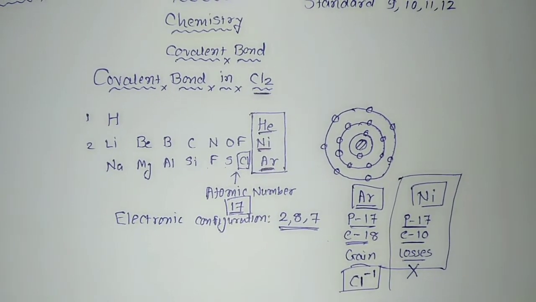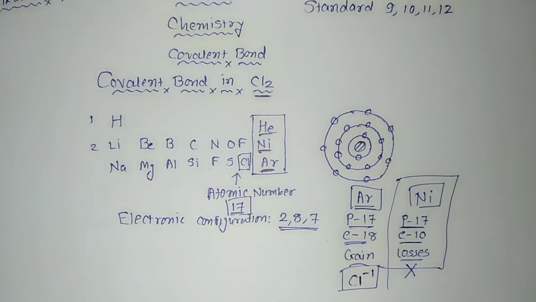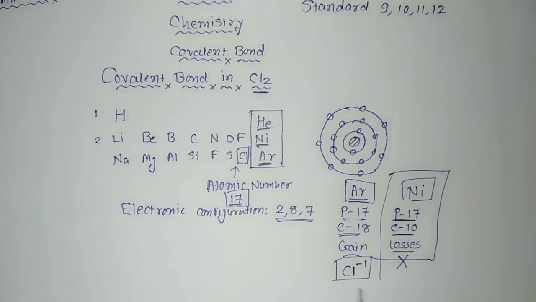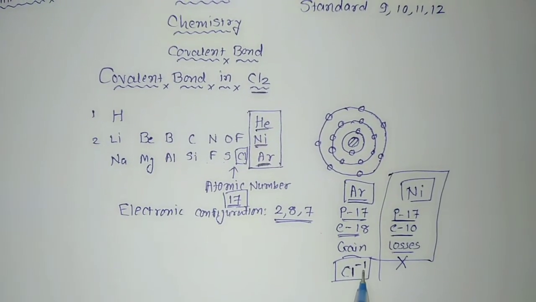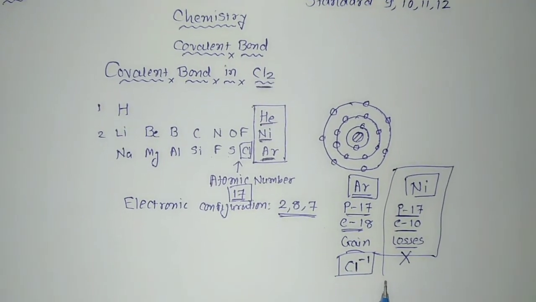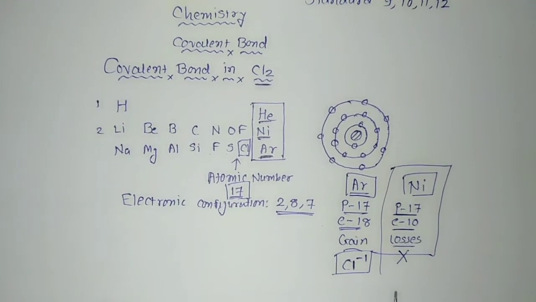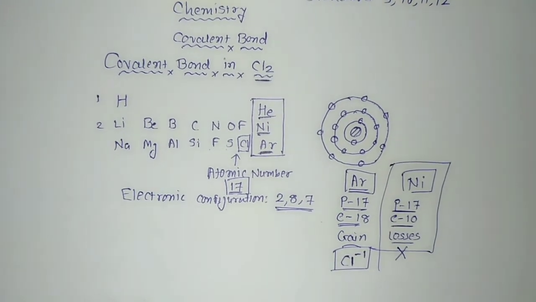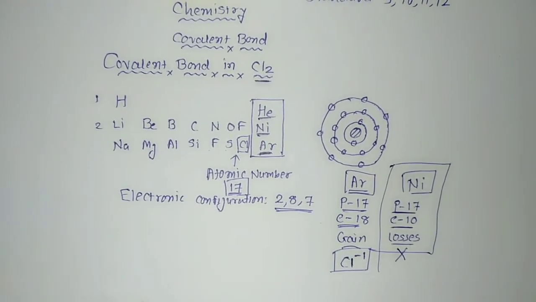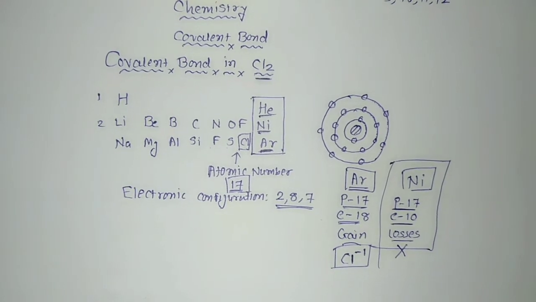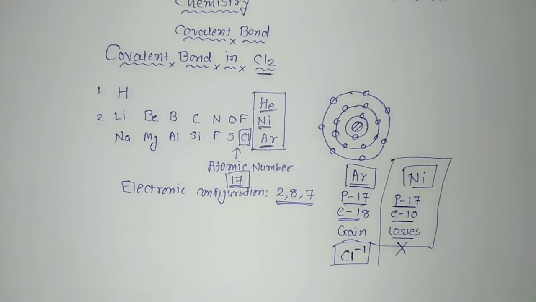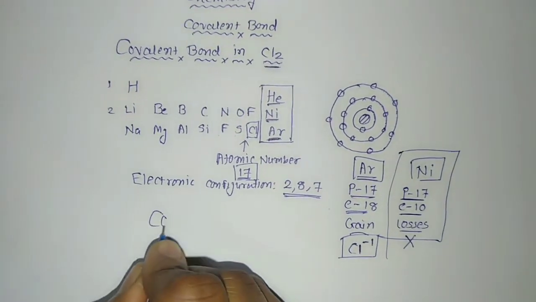But suppose chlorine is not getting any element to complete its octet, then what would be possible? When the charge is converted, it is Cl minus 1. It can make the ionic bond by gaining one electron from any other element. But if any other element is not there to give one electron, in that case it would convert into a covalent bond. So let us see the covalent bond.